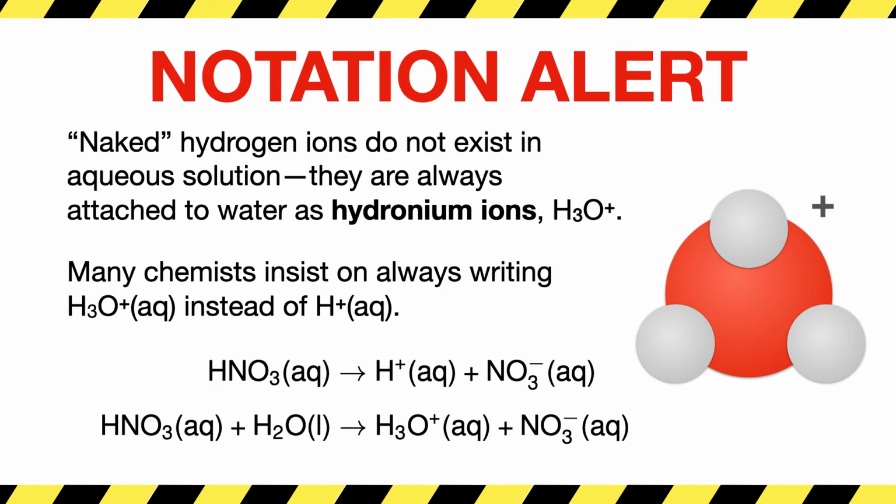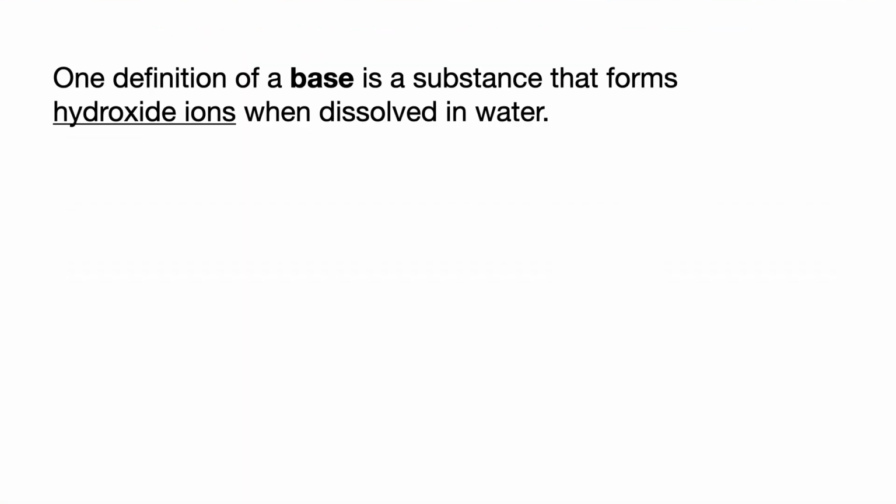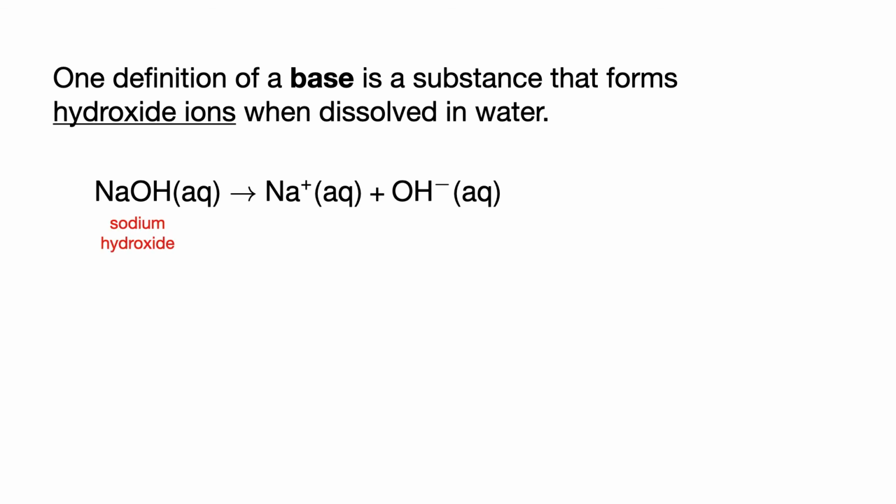Okay, so coming back to our story, we were talking about acids and bases, and there are a couple of different definitions of the term base in chemistry, but one definition, and the one that's relevant to us right now, is that a base is a substance that forms hydroxide ions when it's dissolved in water. And probably the most famous example of a chemical base is sodium hydroxide, which is also known as lye. Sodium hydroxide, when it's dissolved in water, forms sodium ions and hydroxide ions.